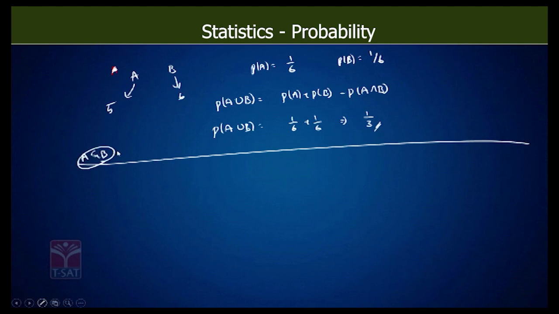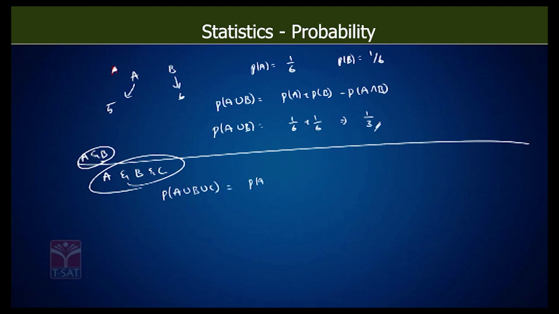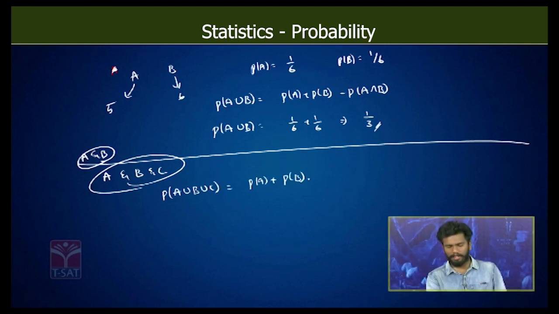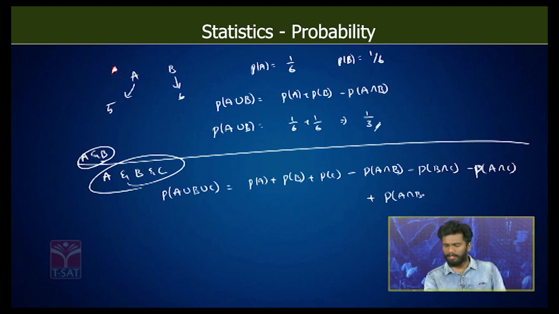Now we will just slightly extend this addition theorem of probability. We will see for events A, B and C as well. When there are three events A, B and C, the probability of occurrence of event A or B or C is given by probability of A plus probability of B plus probability of C minus probability of A and B minus probability of B and C minus probability of A and C plus probability of A and B and C. So this is the formula for the addition theorem for three events.